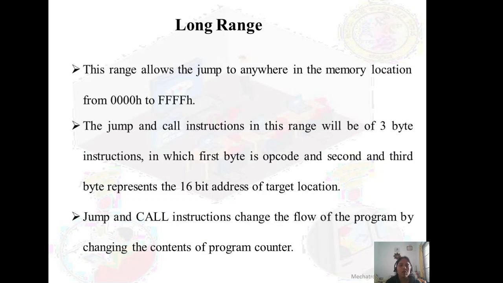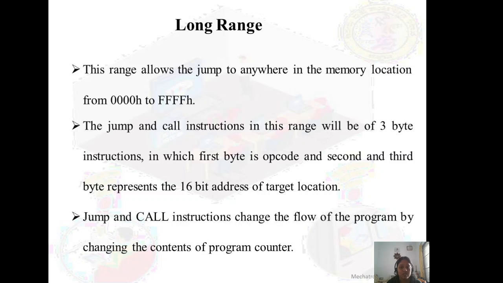Next one is your long range. What is long range? Long range means the range will be from 0000H to FFFFH, that is your 64K. Your program memory maximum size is 64K. So from 0 to 64K is called long range. The jump and call instructions in the long range are 3 byte instructions, in which the first byte is the opcode and the second and third bytes represent the 16-bit address of the target location.